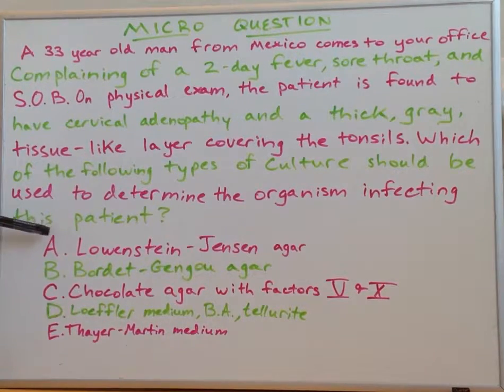A. Lowenstein-Jensen agar. B. Bordet-Gengou agar. C. Chocolate agar with factors V and X. D. Loeffler medium, blood agar, tellurite medium. Or E. Thayer-Martin medium.